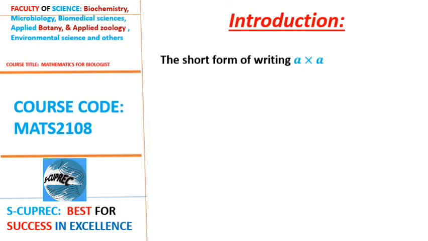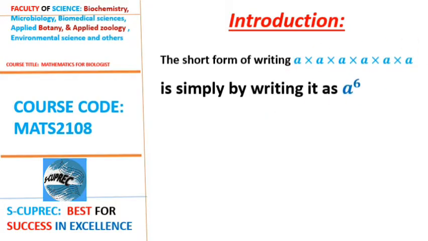Generally, the short form of writing numbers, say a times a times a times a times a times a, observe that we have 6 a's here. It's simply writing that number as a raised to the power 6. So if a has repeated itself 7 times, we can simply write it as a raised to the power 7 in order to reduce the length of writing.